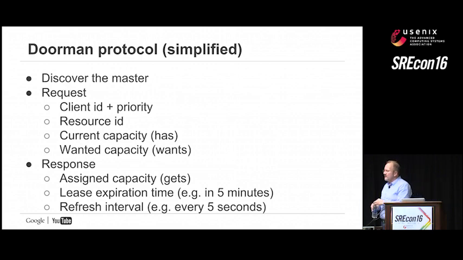The Doorman protocol is quite simple. The client first needs to discover the master. I'll talk a little bit about it later, but basically, because we support master election with replicas, you need to tell the client what the potential masters are, and then Doorman will figure out what the actual master is by talking to a random Doorman server a bit.